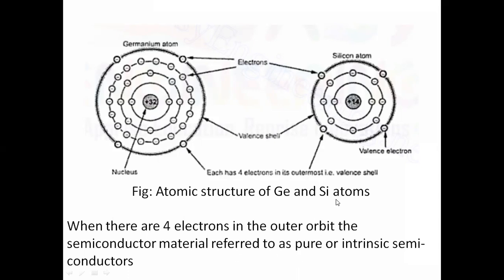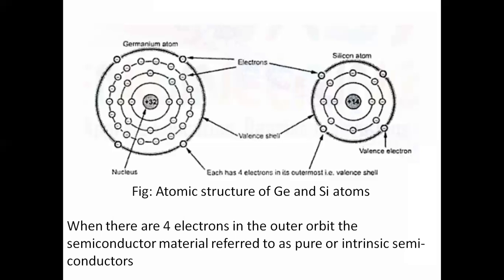So these are considered pure semiconductors, and pure semiconductors are nothing but intrinsic semiconductors. There are two types of semiconductors: intrinsic semiconductors and extrinsic semiconductors. Intrinsic semiconductors are considered pure semiconductors. In that material, the purity of the silicon is very high. There are no impurities.